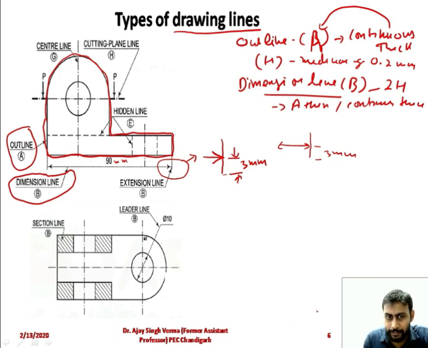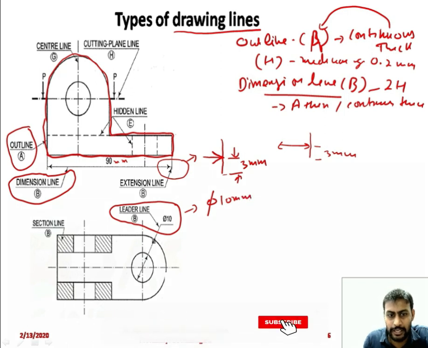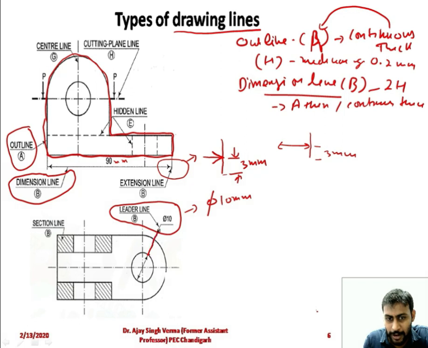It's a leader line. This one is a leader line. A leader line is where we represent, for example, a circle diameter. Diameter is represented with the help of the notation phi. A phi notation represents the diameter of the circle, and for example, this is a 10 mm diameter of the circle. You can see the leader line. This one is the leader line. This is a part of the dimension line also, but the nomenclature of this step is a leader line.